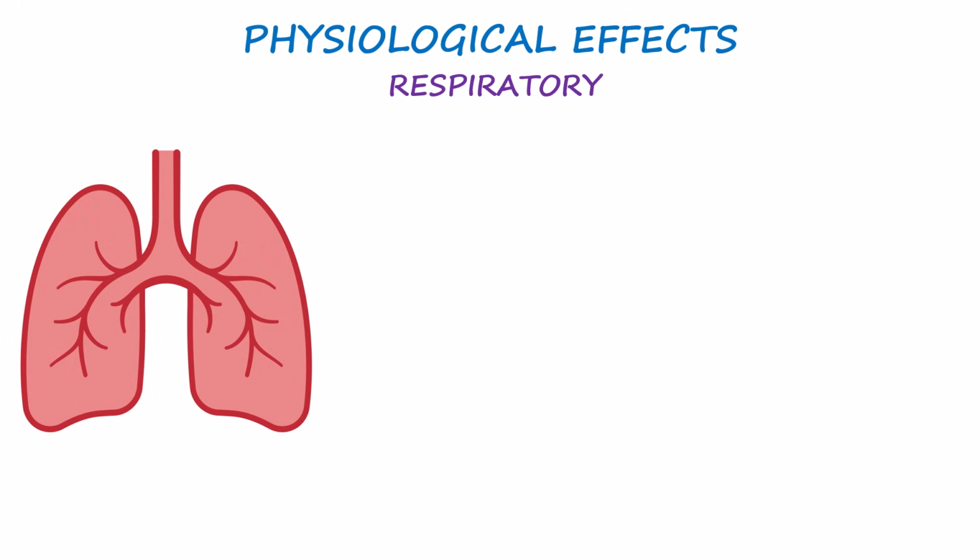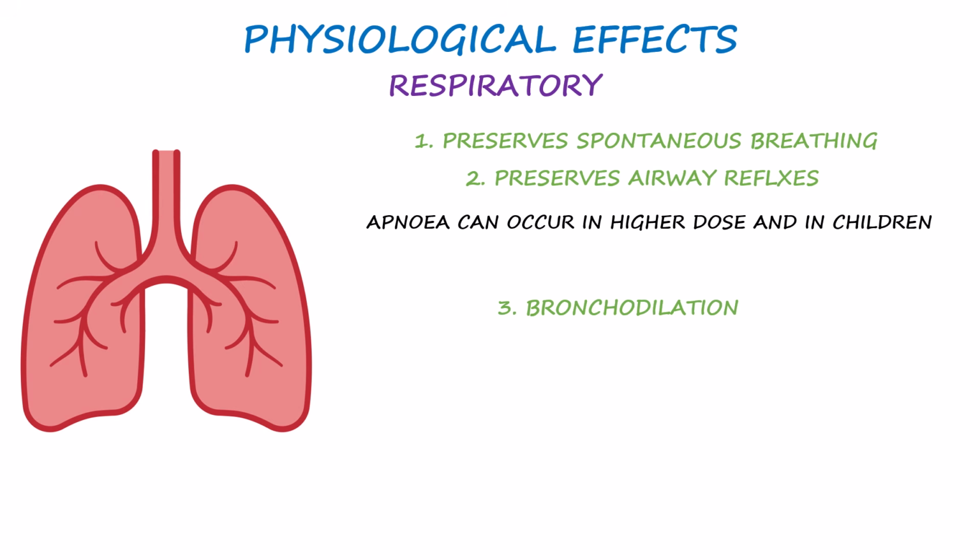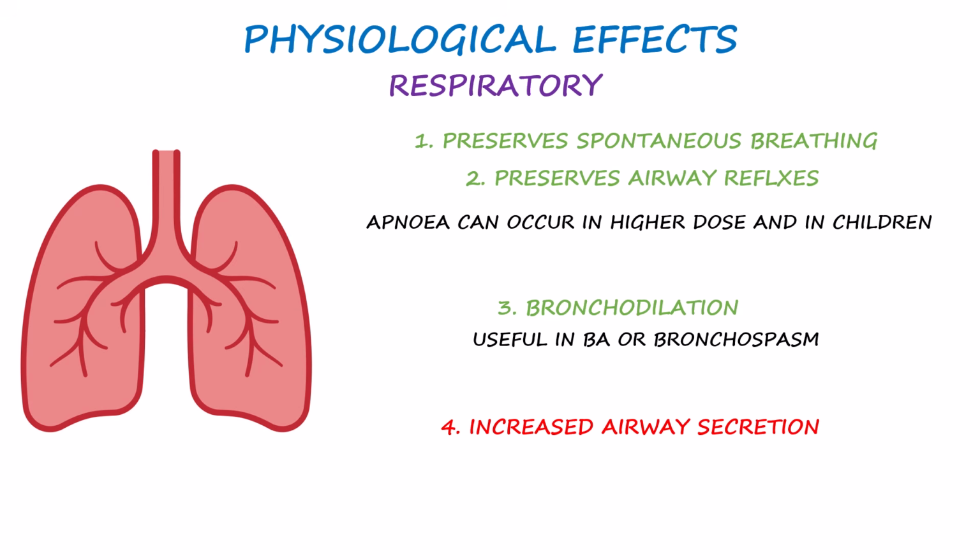Ketamine generally preserves breathing and airway reflexes, so most patients keep breathing on their own and can still cough or gag. Apnea is uncommon unless the dose is high or given too quickly, especially in children. It also helps open up the airways by relaxing bronchial muscles, which is useful in patients with asthma or bronchospasm. One issue to watch for is increased saliva and secretions, which can make airway management trickier, so it helps to anticipate that and consider using something like glycopyrrolate if needed.